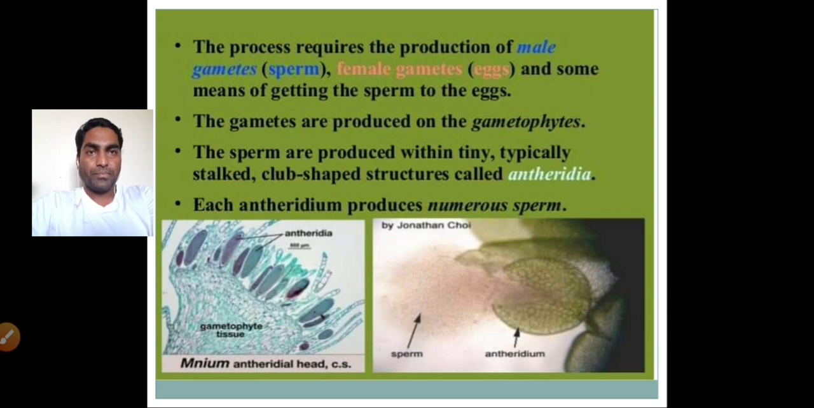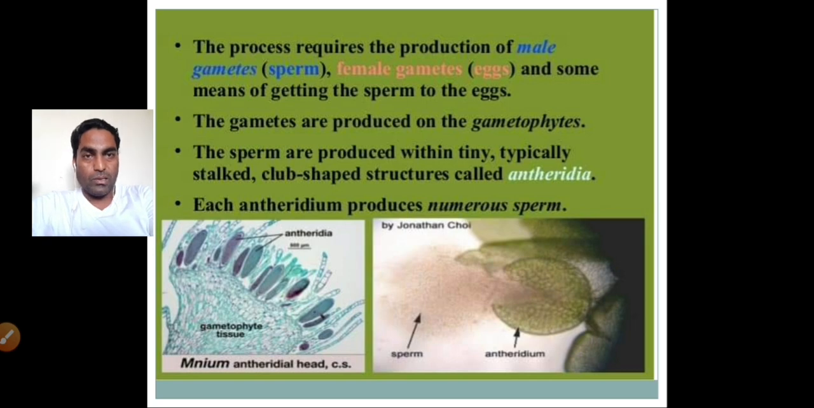Then the process of sexual reproduction requires what? A male gamete, that is the sperm, and a female gamete, that is the egg, and some means of getting the sperms to the egg. The gametes are produced on the gametophyte. The sperms are produced within tiny specialized club-shaped structures called antheridia. So, within the antheridia the sperms are produced. Each antheridium produces numerous sperms.